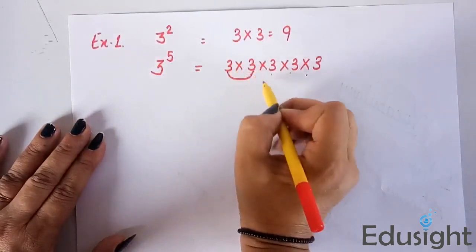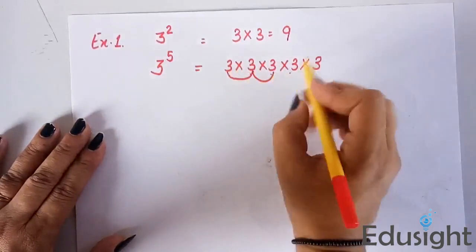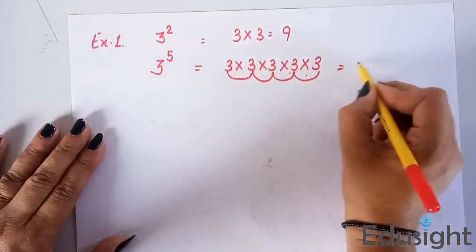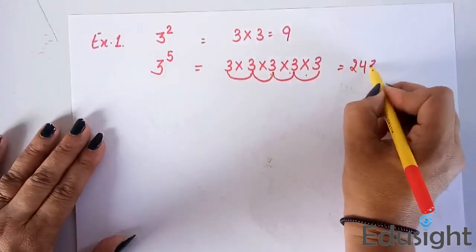3 3s are 9. 9 3s are 27. 27 3s are 81. 81 3s are 243.